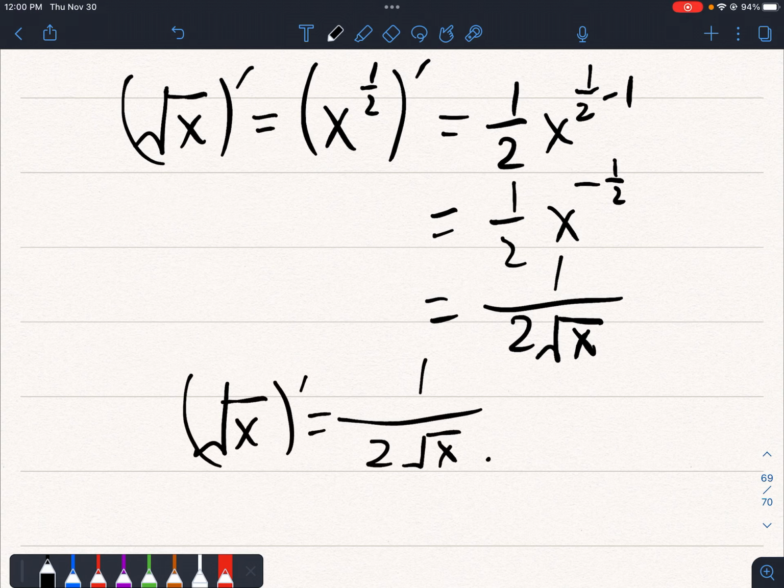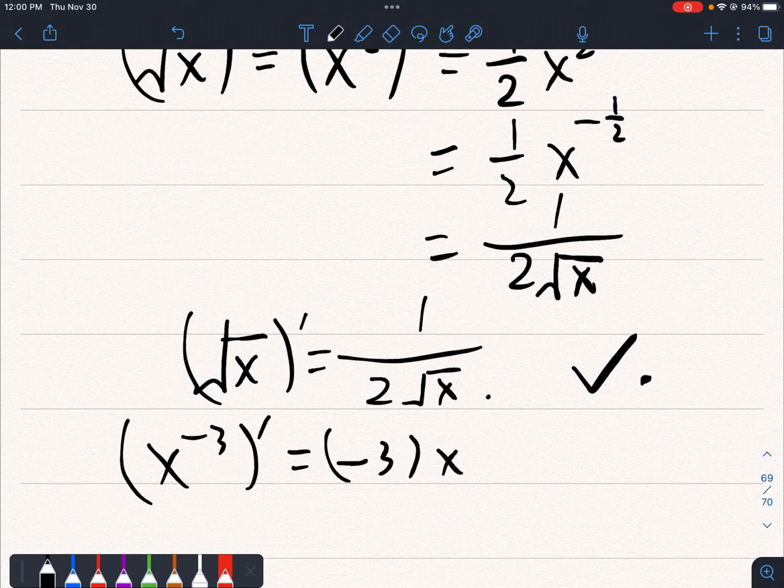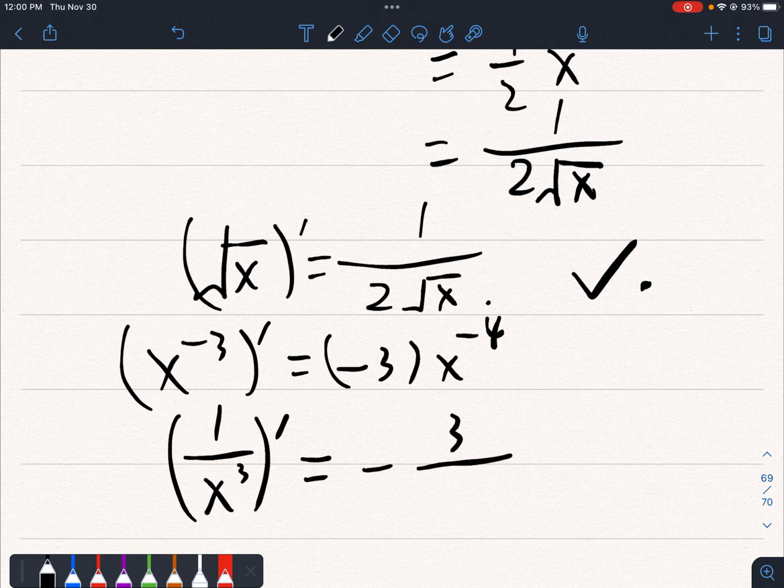Okay, which means this is very, very important. The derivative of root x is 1 over 2 times square root of x. This is very important. And basically, you can just play with it, and maybe you can look at what's the derivative of x to the negative 3, right? It's negative 3 times x to the power of minus 3 minus 1, which is minus 4.